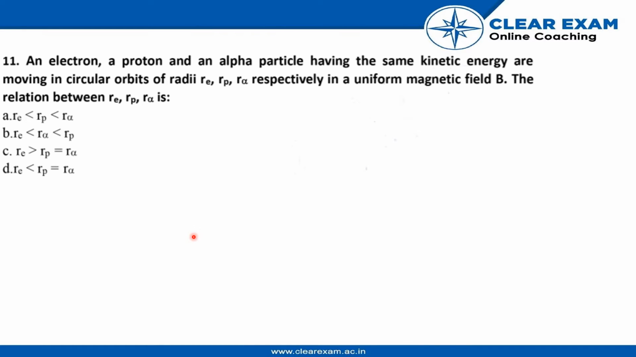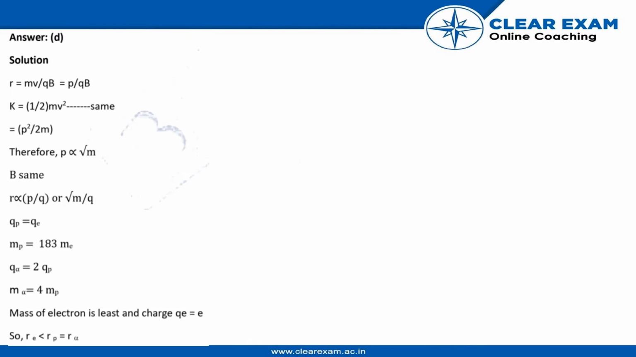Hello everyone. So let's see the problem. The problem states an electron, a proton, and an alpha particle having the same kinetic energy are moving in circular orbits of radii Re, Rp, Ralpha respectively in a uniform magnetic field. The relation between Re, Rp, Ralpha is? The options are given as these. So let's see the solution.